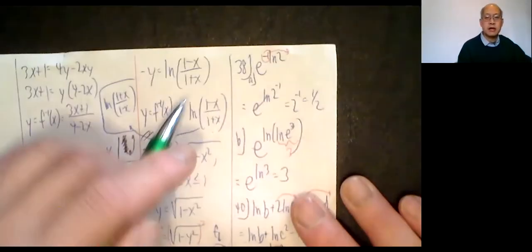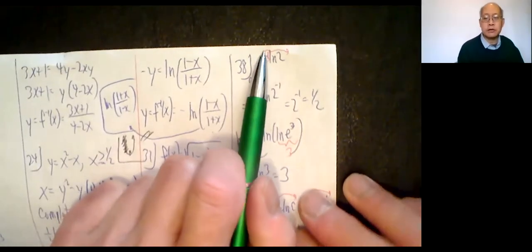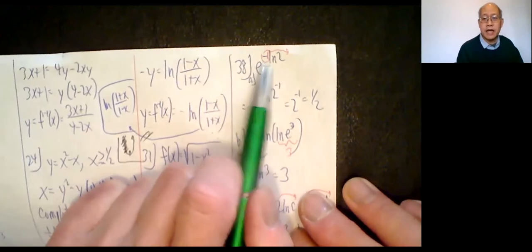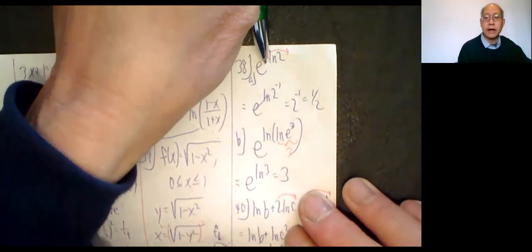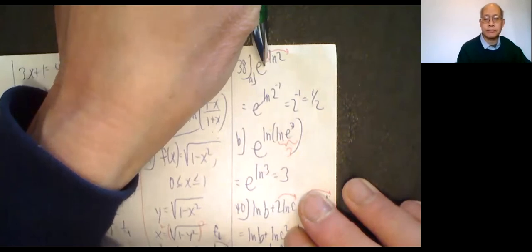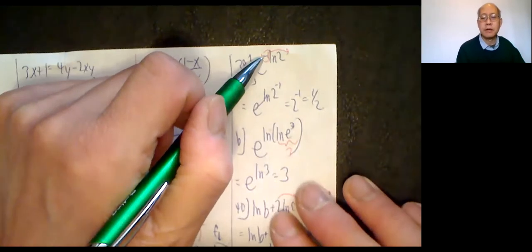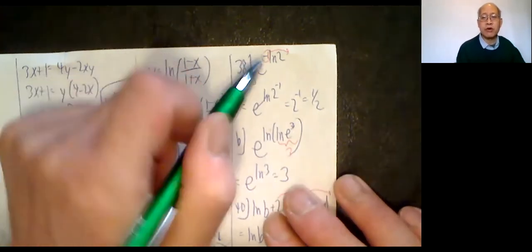Okay, 38. e to the negative ln 2. Now, if that negative sign weren't there, right, then I would just say, oh yeah, e to the ln 2, e and ln cancel out, the answer is 2. But there's a negative 1 in the way. How do I get rid of that negative 1?